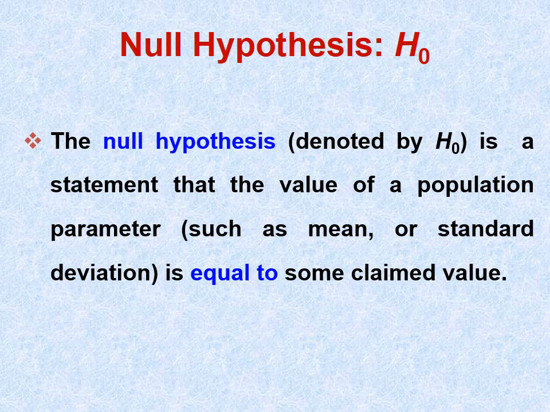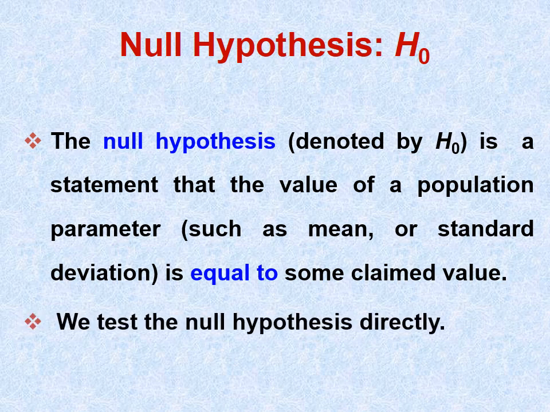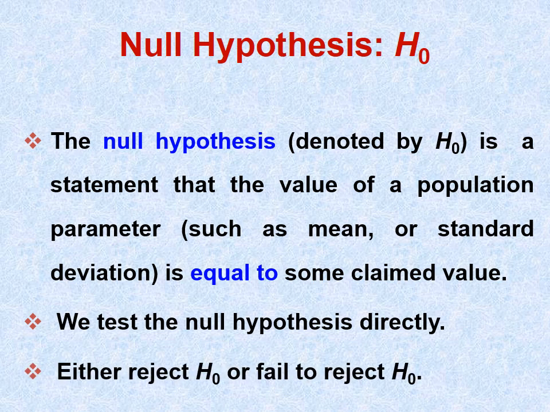Null hypothesis. The null hypothesis, denoted by H0, states that the value of a population parameter such as the mean or standard deviation is equal to some claimed value. We test the null hypothesis directly. So accepting H0 or rejecting H0, it will be any one of these two.